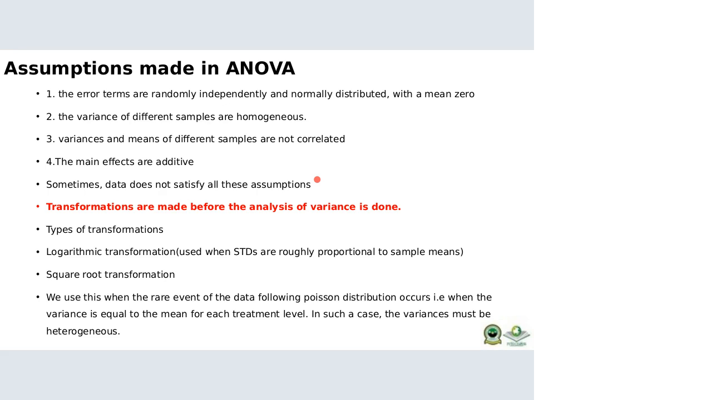We use this when the rare event of data following Poisson distribution occurs, that is, when the variance is equal to the mean for each treatment level. In such a case, the variances must be heterogeneous.